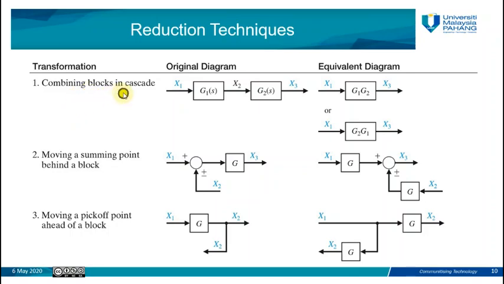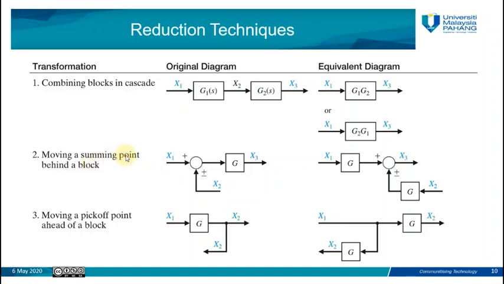First is combining blocks in cascade. If you have multiple blocks connected in cascade like G1, G2, their equivalent diagram will be a single block with a single transfer function, which is equivalent to the transfer functions of these two subsystems. So the transfer function here is G1 G2 or G2 G1. It is the same. It is the multiplication of both transfer functions. If you have three blocks in cascade, the equivalent will also be the multiplication of the three transfer functions of the three subsystems.